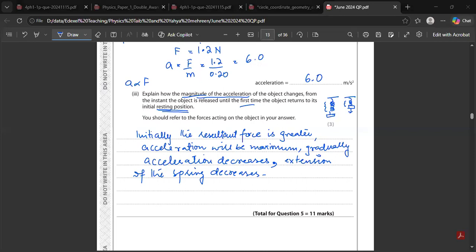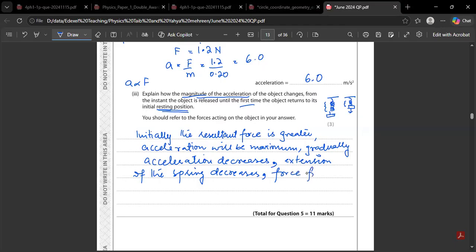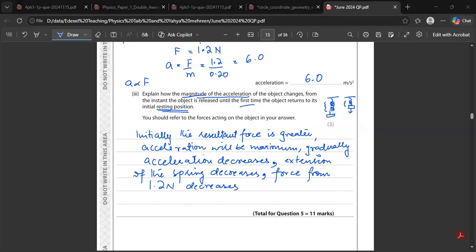That means the force from 1.2 Newton is going to be decreased, right? Force from 1.2 Newton decreases. Clear? This is actually the cause of decrement in the spring extension.